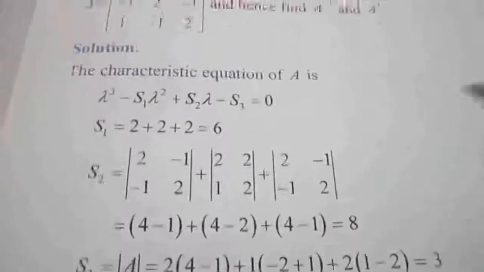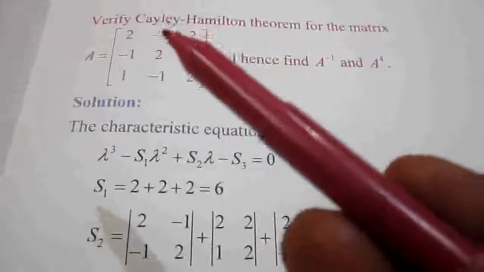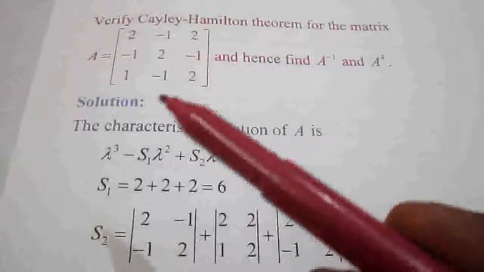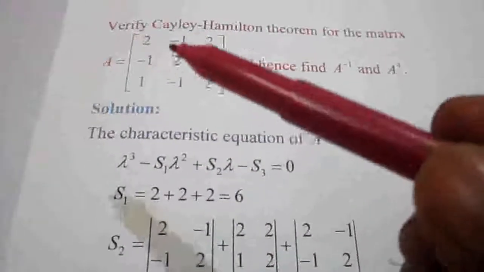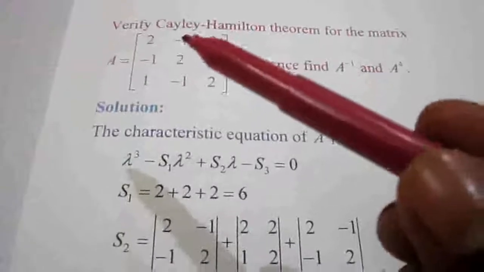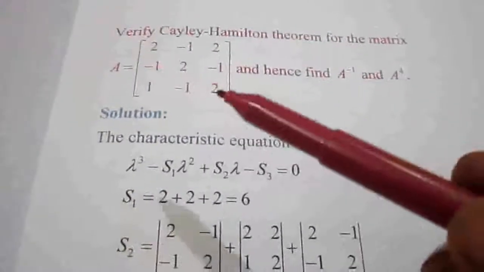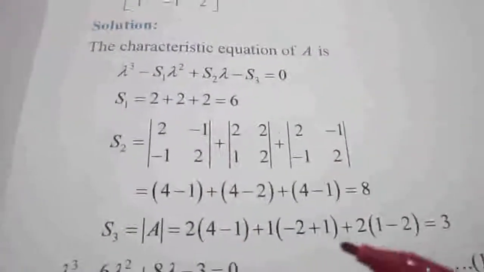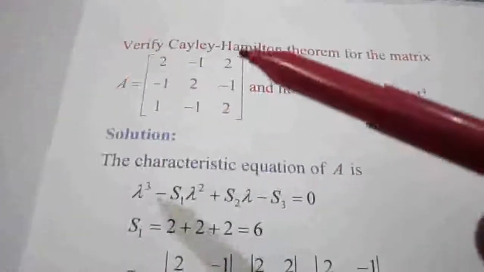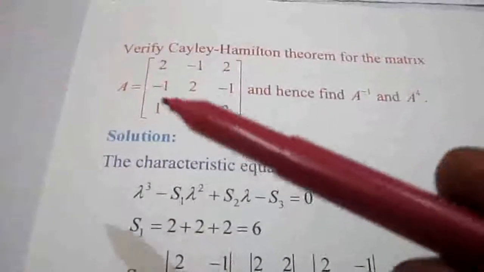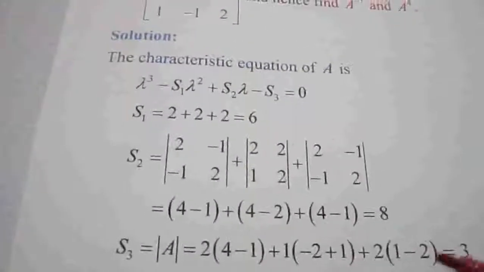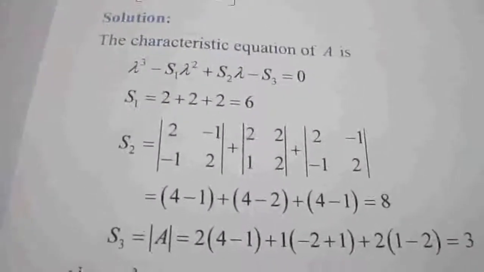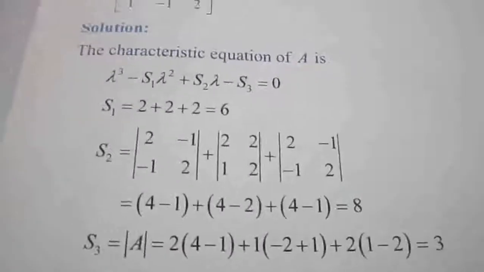You know the determinant expansion signs: first plus, minus, plus. So 2 into (4 minus 1), and the second term we choose minus, minus of minus is plus, so 1 into (minus 2 plus 1), and plus 2 into (1 minus 2). Simplify this and you will get 3. So now we have found S3 also.